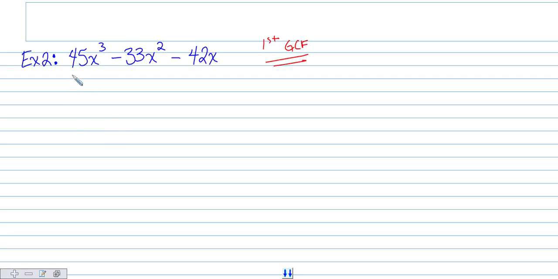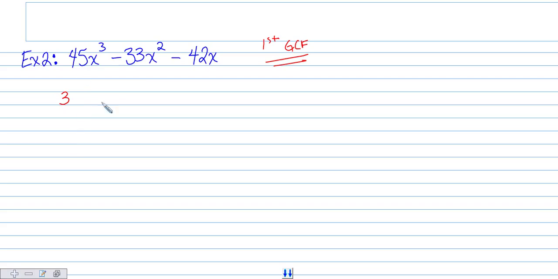So, 45 does have a 3 in it. 33 has a 3 in it. And then 42 has a 3 in it. I know this because when you add the digits, 4 plus 5 gives you 9. 9 is divisible by 3. So the number is divisible by 3. 3 plus 3 is 6. 6 is divisible by 3. 4 plus 2 is 6. 6 is divisible by 3 also. So that means each number has a 3 in it. So we'll pull out a 3.